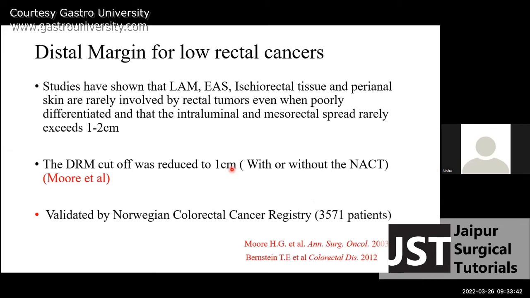Studies have shown that the levator ani muscle, external anal sphincter, ischiorectal tissue, and perianal skin are rarely involved by rectal tumors, even when poorly differentiated, and that the intraluminal and mesorectal spread is rarely beyond 1 to 2 centimeters. That is when Moore et al. defined the DRM for the low rectal tumors as reduced from 2 centimeters to 1 centimeter with or without neoadjuvant chemoradiotherapy. And this was even validated by the Norwegian Cancer Registry trial.